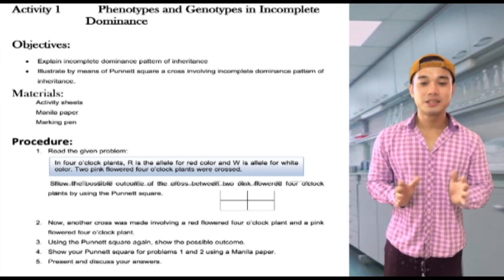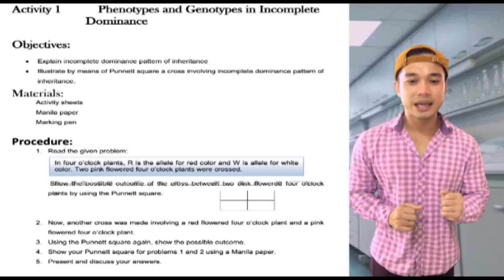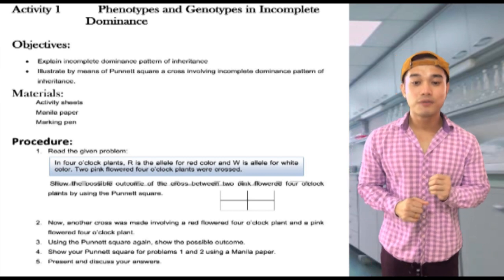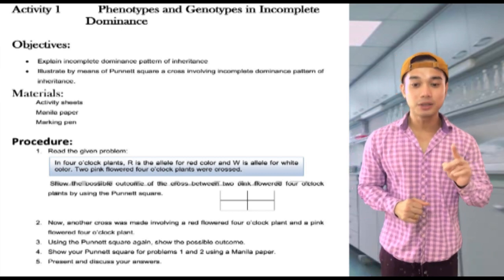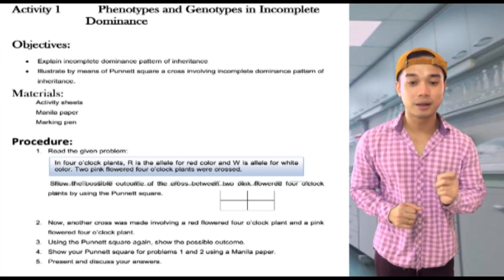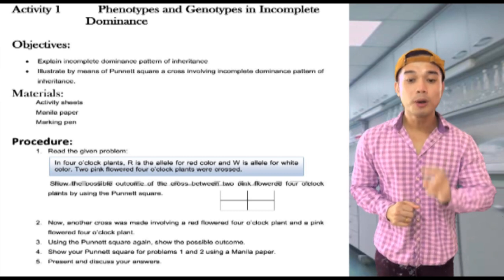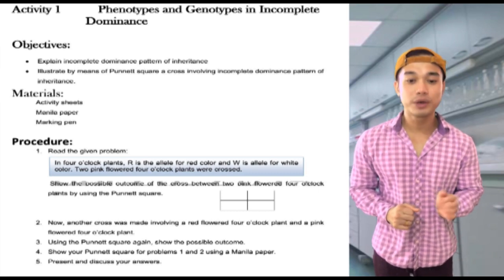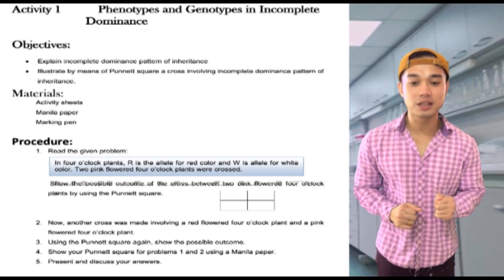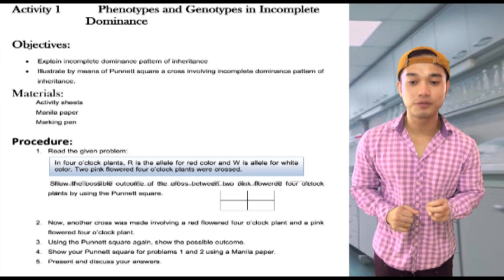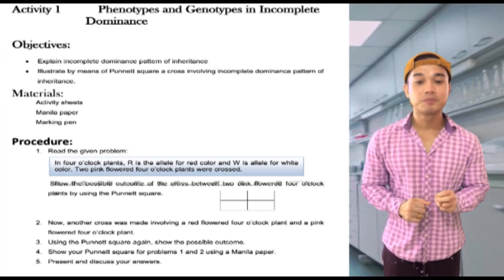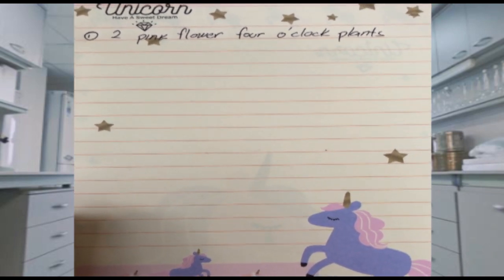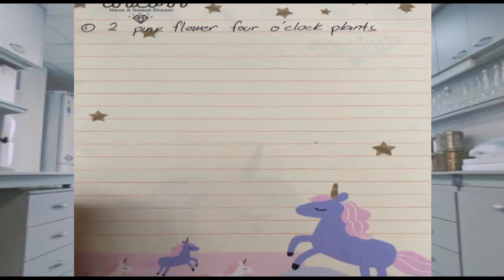First procedure. This is our situation. In a 4 o'clock plants, the R is the allele for the red color and W is the allele for the white color. So, two pink flowered 4 o'clock plants were crossed. So, we must show the possible outcome of the cross between the two pink flowered 4 o'clock plants by using the Punnett square. Now here is the first situation. Two pink flower 4 o'clock plants. How will we represent it on the Punnett square?